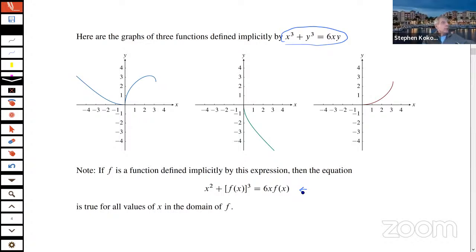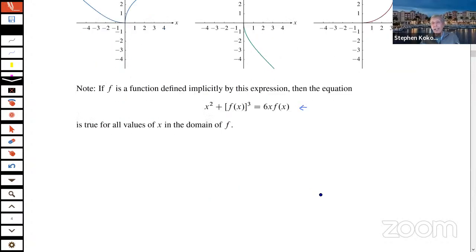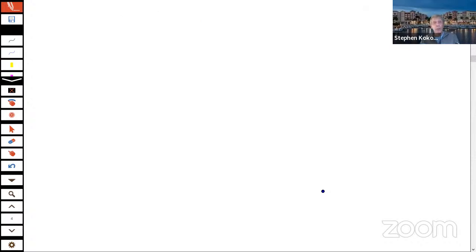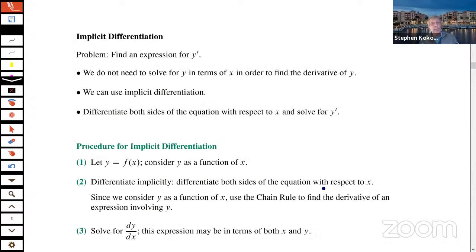Well, you know what we're trying to do here is to find the derivative of this function f, and it seems like it can't be done because how the heck are we going to solve some of these expressions explicitly? But there is a really slick way to do this. So the problem is I'd like to find an expression for the derivative y prime, and it turns out that we don't need to solve for y in terms of x in order to find that derivative. We're going to use this method called implicit differentiation.